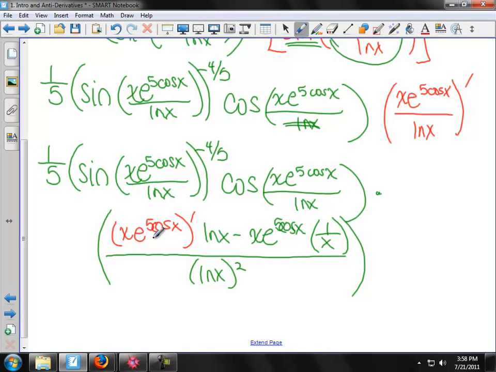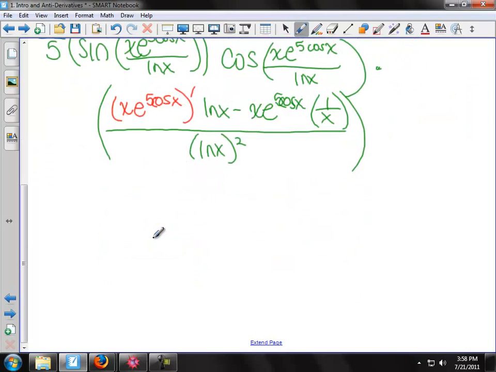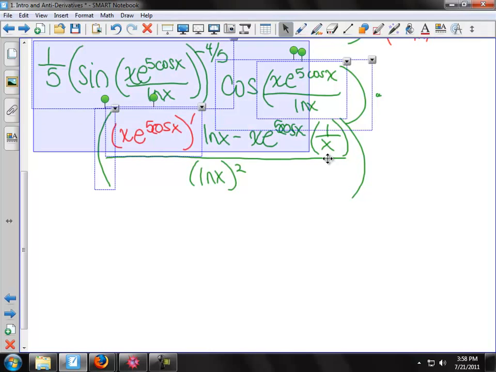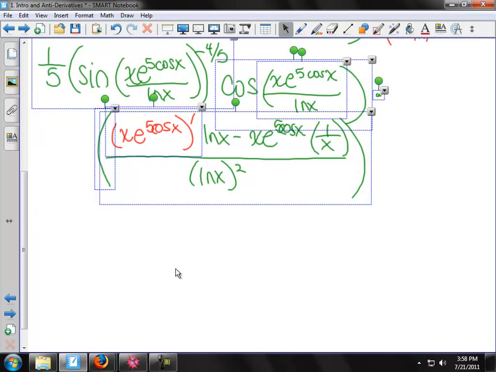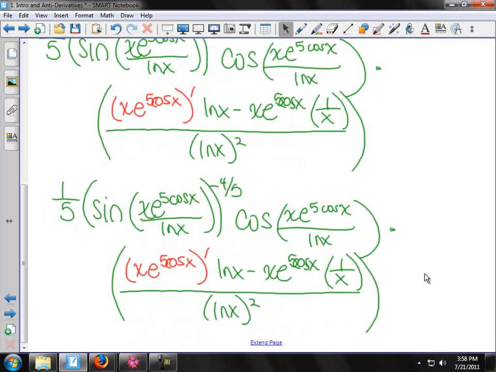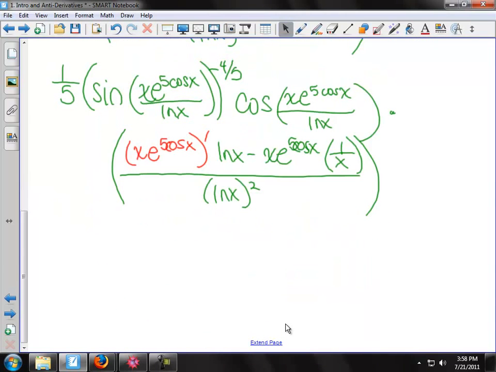So we'll be done with this problem as soon as we take the derivative of x e to the 5 cosine of x. And to do that, we're going to need the product rule. Okay. So, product rule. All right, let's copy everything again. And now where we have the x e to the cosine of x, let's make some room and use the product rule.